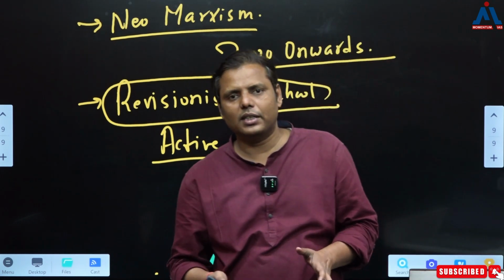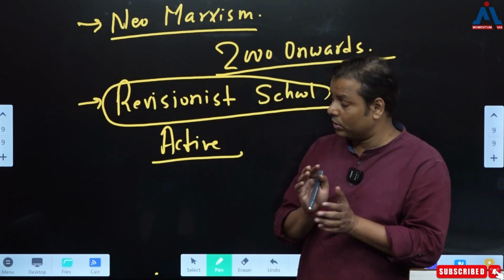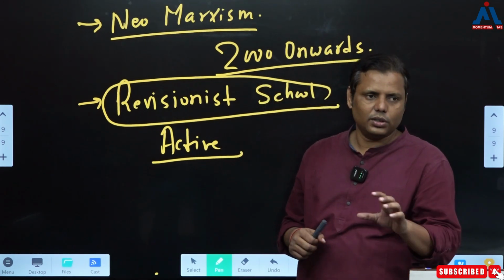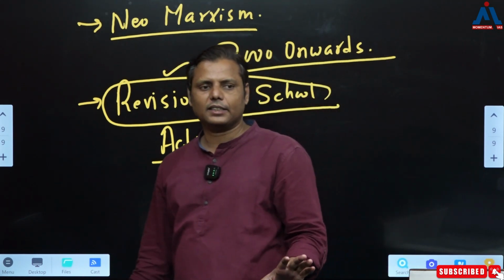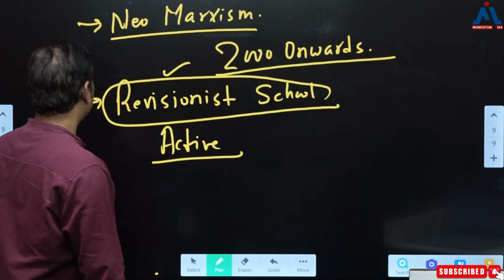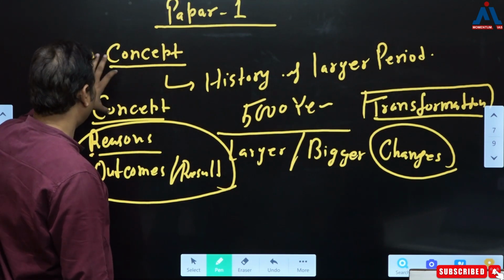So I have tried honestly to incorporate as many sources as were possible for me, the recent sources. That's how we have tried to include the revisionist sources as many as possible, correct? That's all about this year. Okay, fine. So this is the historiography that I had been discussing, correct? So we'll be focusing on these things.